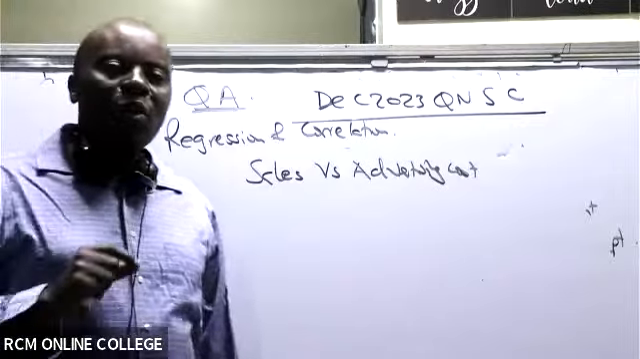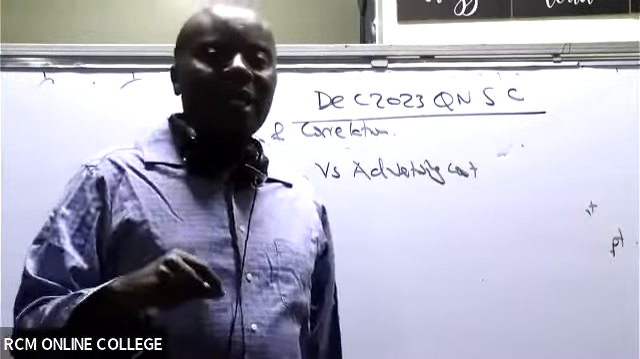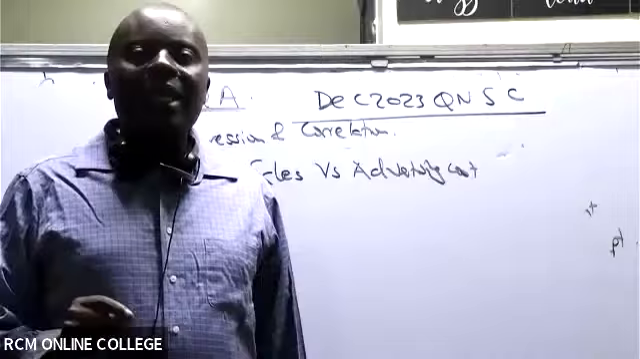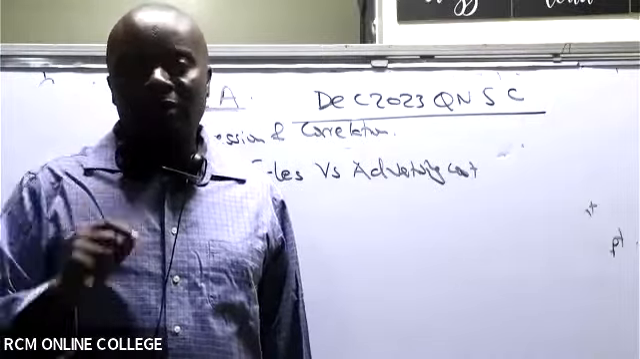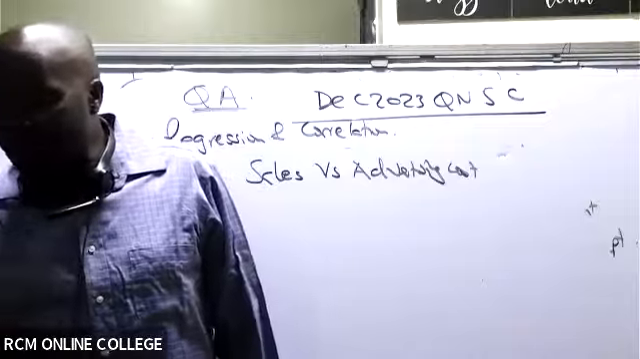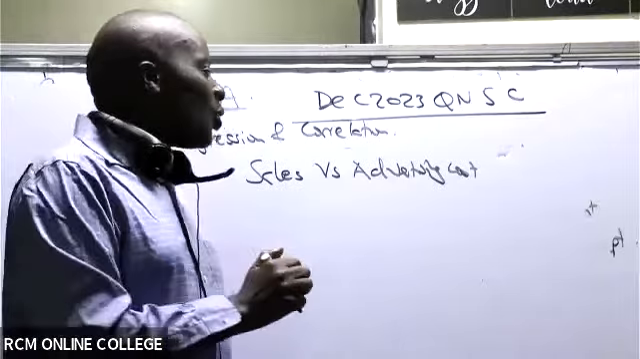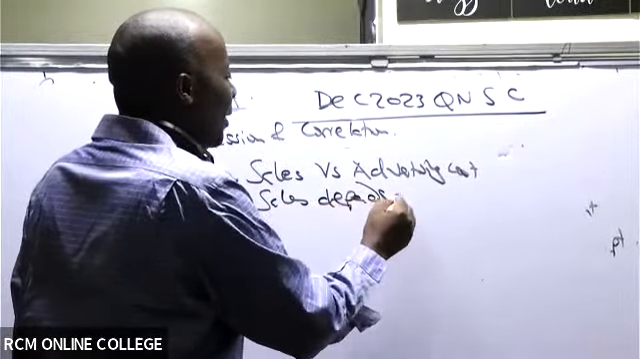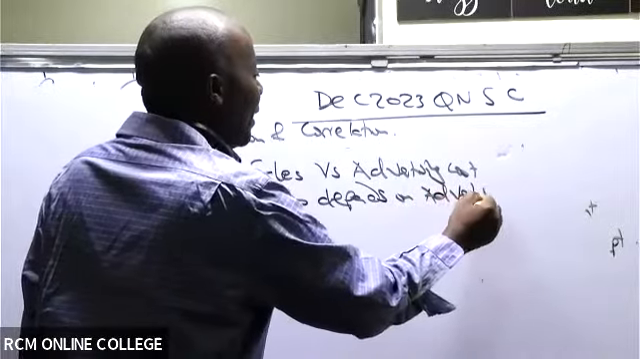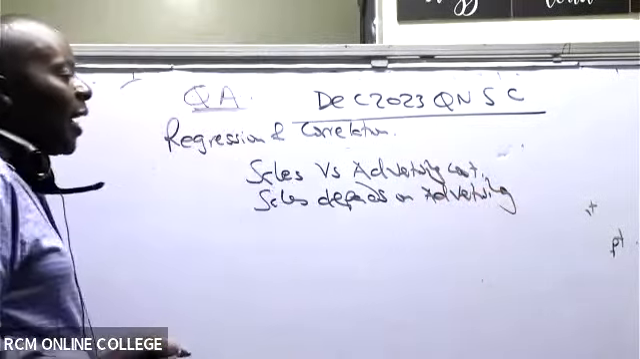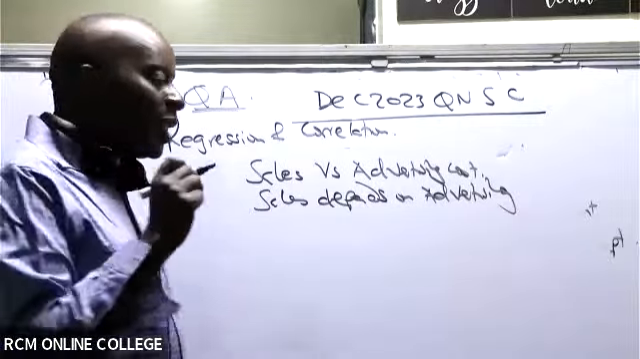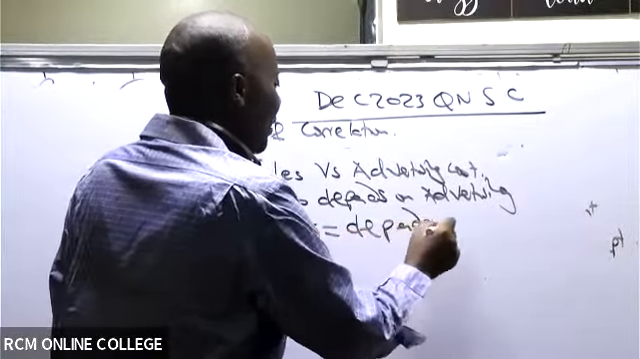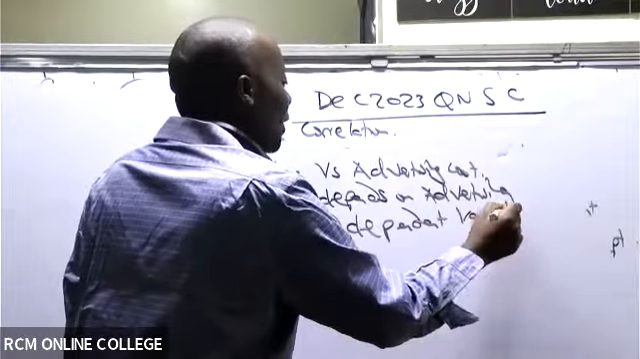Ladies and gentlemen, what I know is that if we are aggressively advertising, like RCM College, the moment you aggressively advertise, then sales will have to grow. Sales depends on advertising. Thank you very much, Sabrina. So sales depends on advertising. And therefore, sales is the dependent variable.